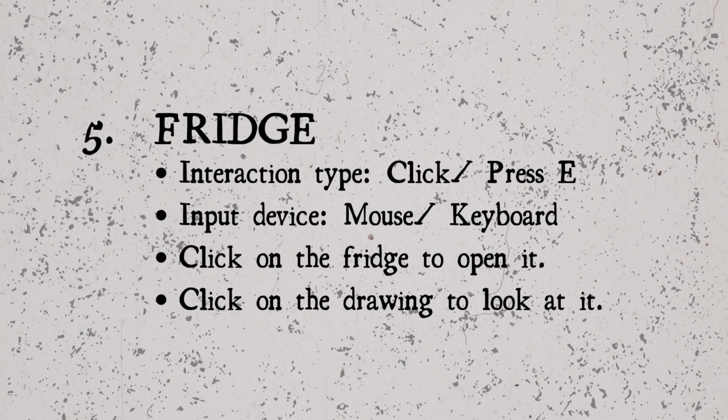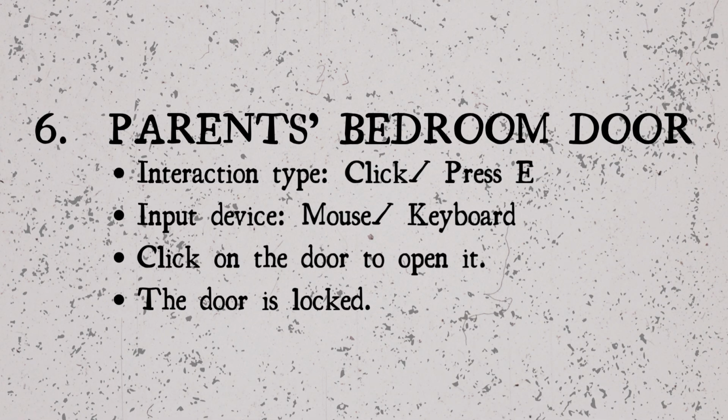Then we have the fridge. You can click on it to zoom into it, you can click on it to open it, and then you can click on a drawing on the fridge to zoom into the drawing. Then we have the parents' bedroom door. You can click on it to see if you can open it, but it will be locked. You won't be able to go inside.